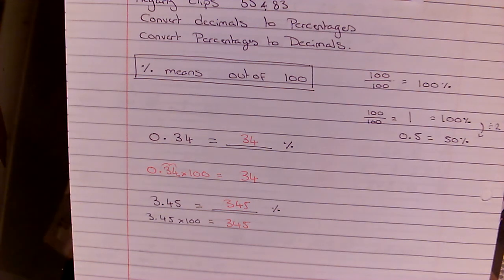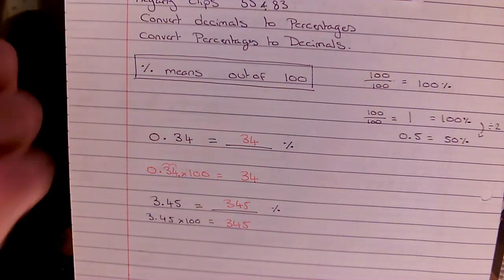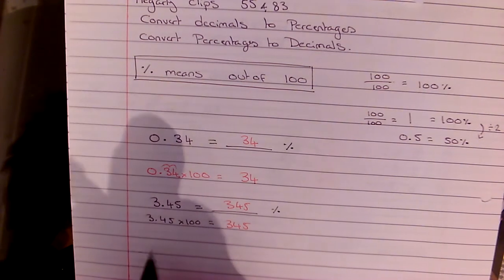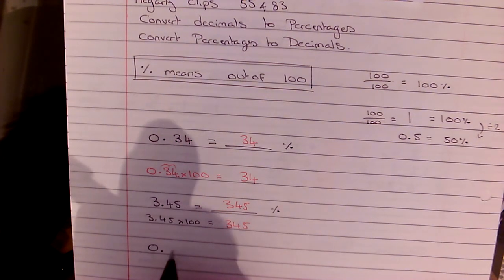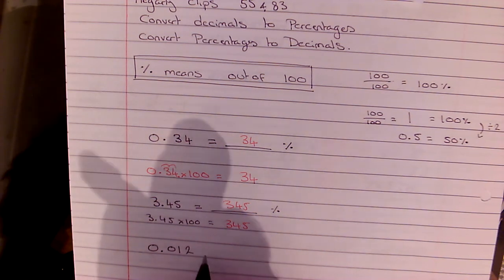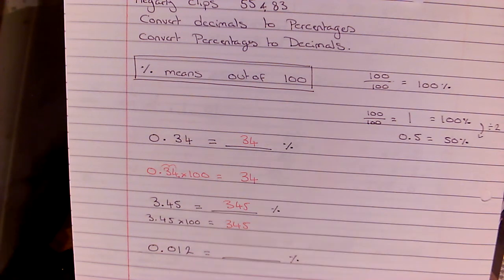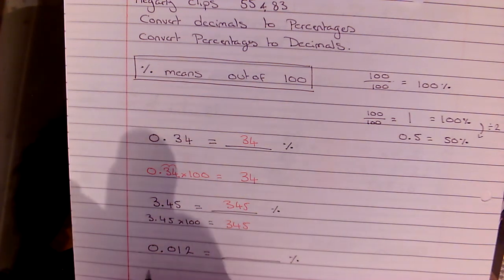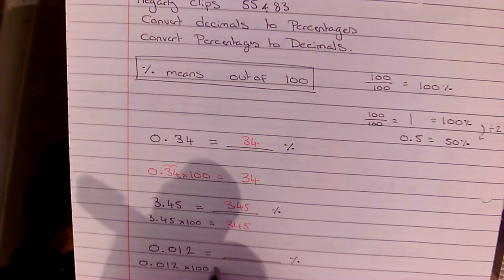Okay. Now, one more, but slightly trickier. Okay, slightly different. This time we're going to have 0.012. Nothing has changed. We're still going to do exactly the same method. We're just going to times it by 100, turn it into a percentage. So 0.012 times 100 is going to give us an answer.